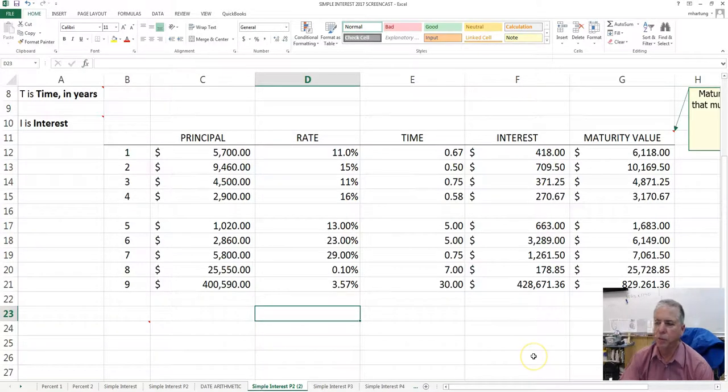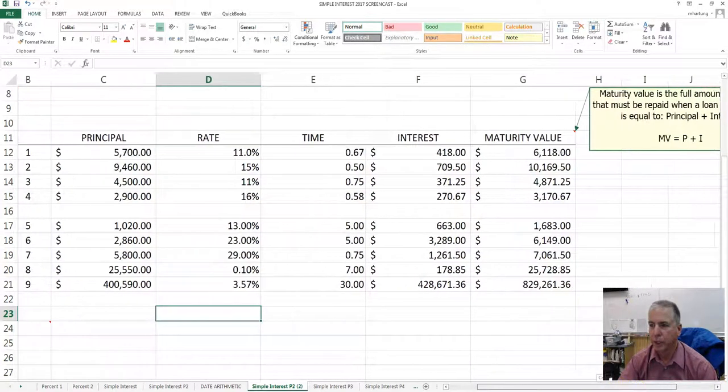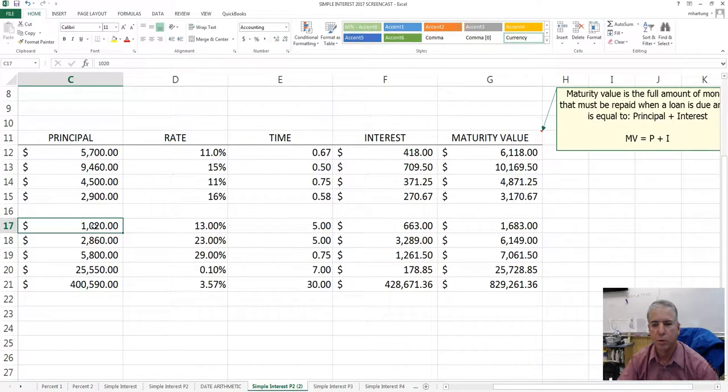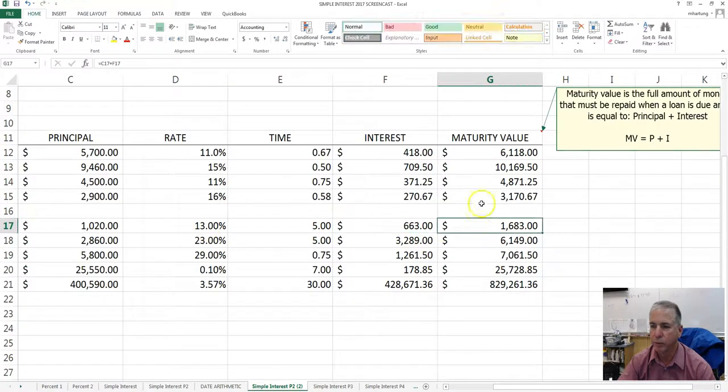So this is where you would have ended up at the end of Simple Interest Video 3. We learned about maturity value. And you got some practice calculating the maturity value, the simple arithmetic of adding the amount of principal plus the amount of interest that was accumulated over a period of time at a specific interest rate. And so that's how we came up with these values over here.